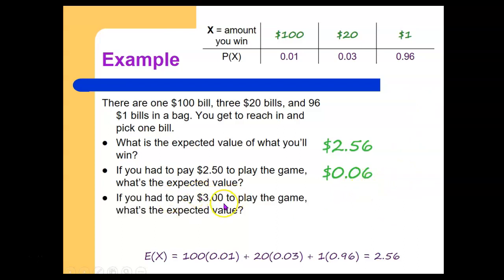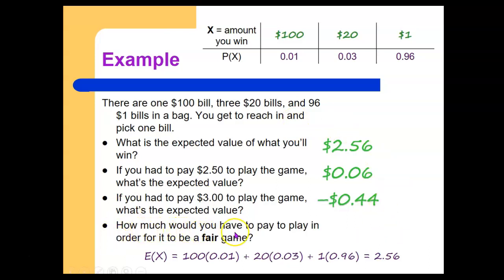Now, what if you had to pay not $2.50 but $3 to play the game? Then the expected value would be, well, the $2.56 minus $3, so that would be negative 44 cents. Now you'd expect in the long run that you would come out in the hole. You'd be losing an average of 44 cents per game.